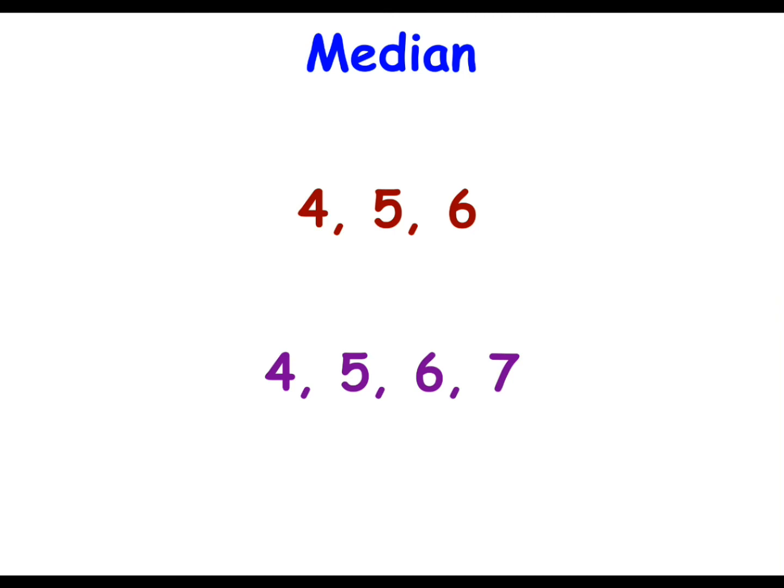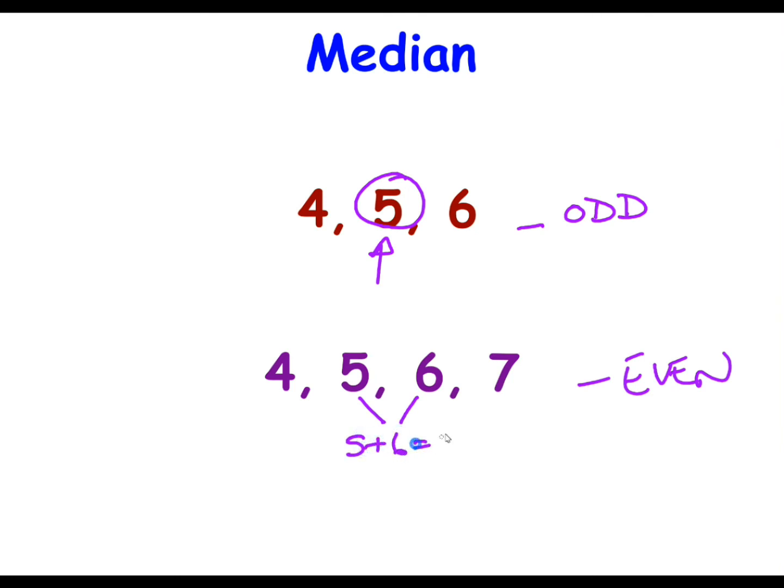But there's a bit of an issue. If you have an odd set of numbers like 4, 5, and 6, there is only one middle. So the median for this data would be the number 5. So when you have odd data, there's just one middle. When you have an even set of data, like 4, 5, 6, 7, there are two numbers in the middle. And what you need to do is add those two numbers together and divide by 2 to find the middle of the two numbers, which is 5.5. So the median for this set of data would be 5.5.